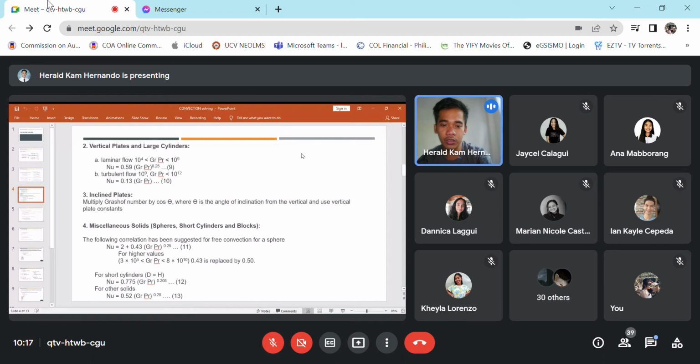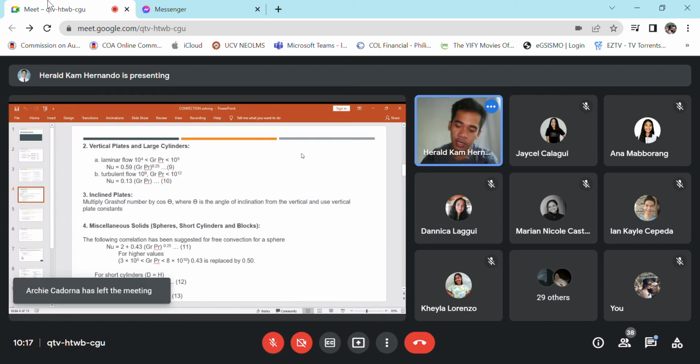For cylinders, you have to consider this Nusselt number, which is 0.775 times the quantity of the Grashof and Prandtl number raised to 0.208. And for other solids, consider this dimensionless number in the Nusselt number: 0.52 times the quantity of the Grashof and Prandtl number raised to 1/4. The same if it's inclined, you are just going to multiply the Grashof number by the inclination angle.